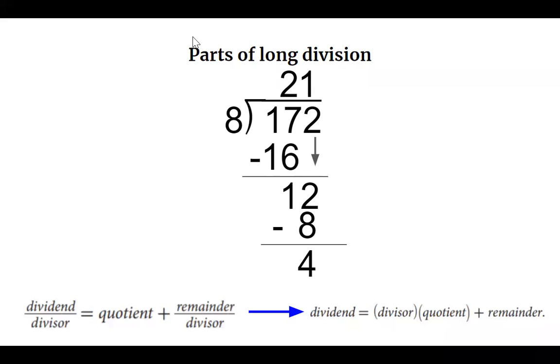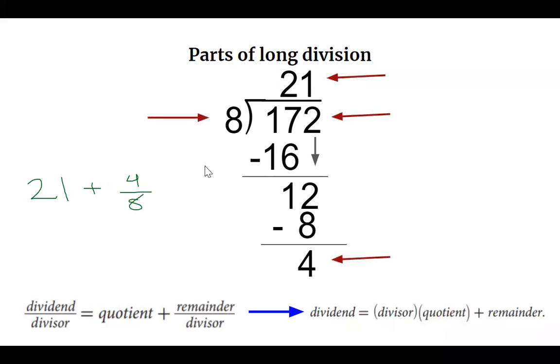Now, the way that we're going to rewrite this is that we write the quotient, which is 21, and we add the remainder divided by the divisor. So that is 4 over 8. So this is what our remainder value is telling us.